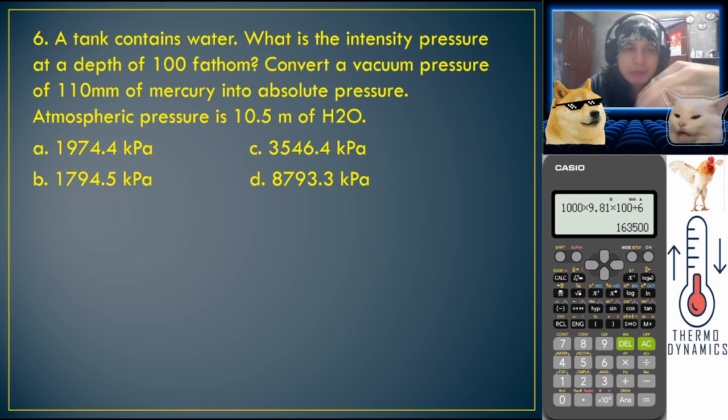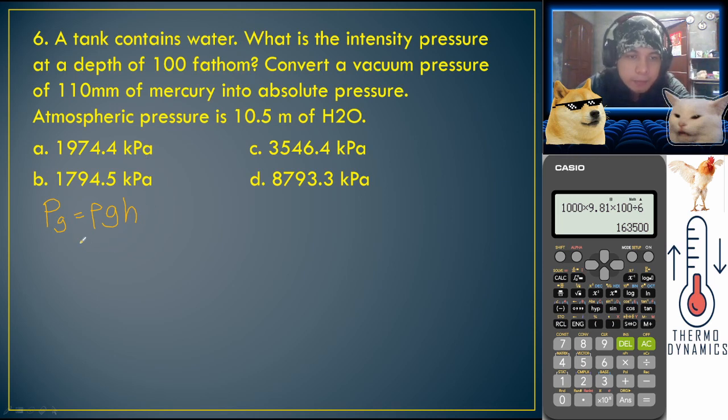Gauge pressure. On the other hand, tank po yung pinag-uusapan natin. Pag walang sinabi, we assume it as a closed tank. At kung closed tank siya, hindi siya open sa atmosphere, therefore, wala siyang atmospheric pressure. Ang i-account lang natin dyan is the pressure due to the fluid, which is, in this case, water. So, ang formula na kailangan natin gamitin dito is the formula for gauge pressure. Ano nga yung formula natin for gauge pressure? We have rho gh. So, gauge pressure is equal to rho gh, where h is the depth.